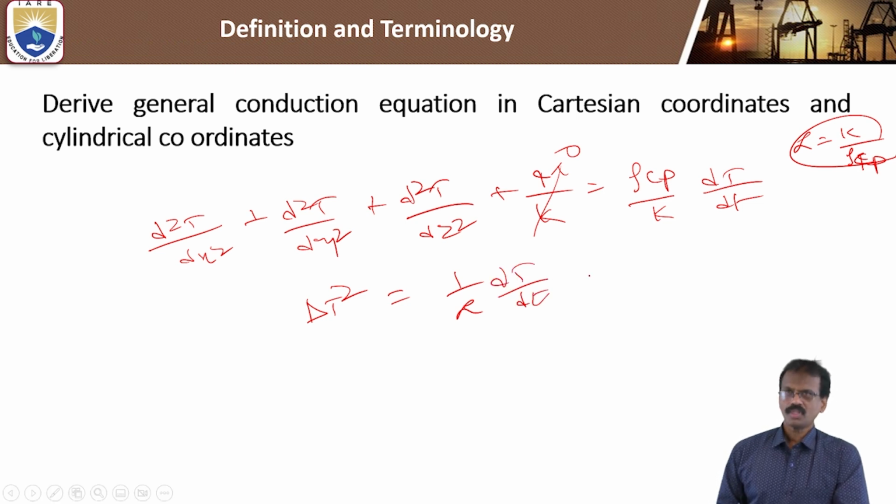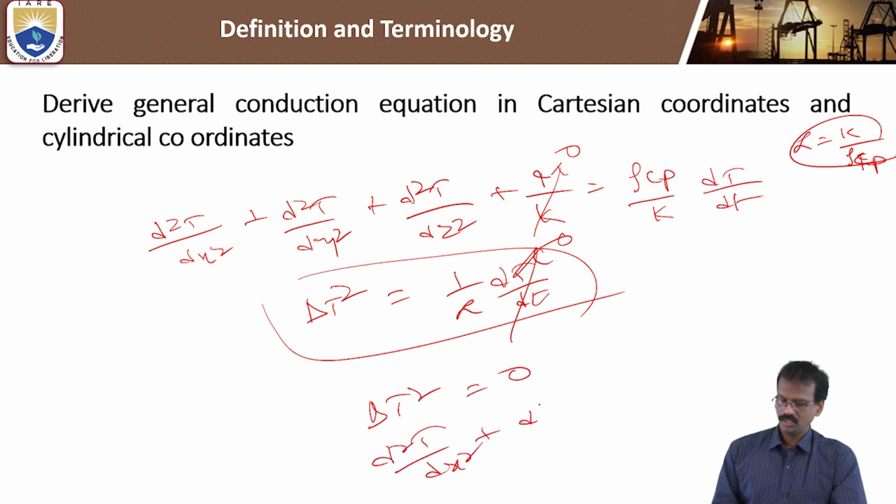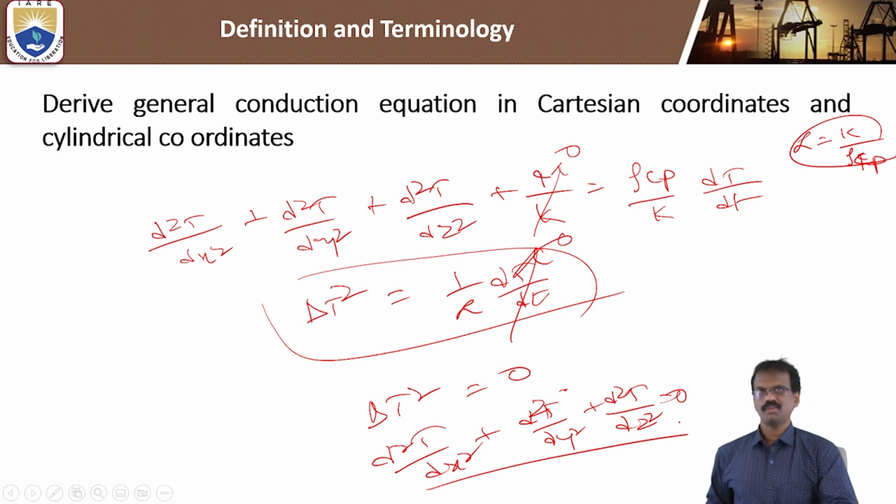If you consider the steady state condition, automatically it will be 0. Then del square T is equal to 0. It means d square T by dx square plus d square T by dy square plus d square T by dz square is equal to 0. We already explained this in the previous class, you can refer to this one.